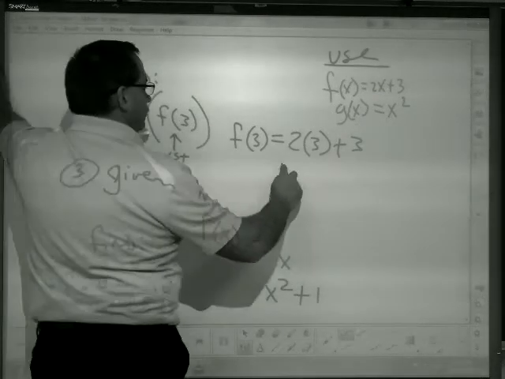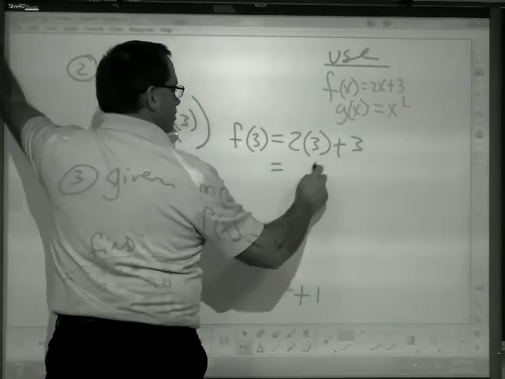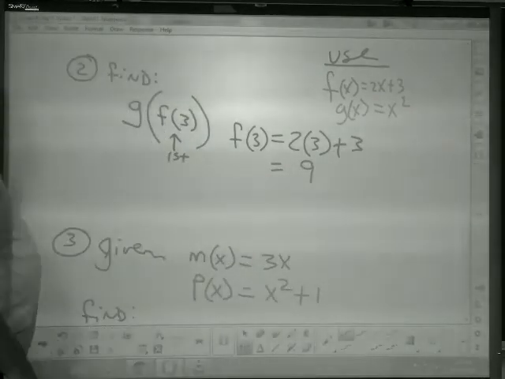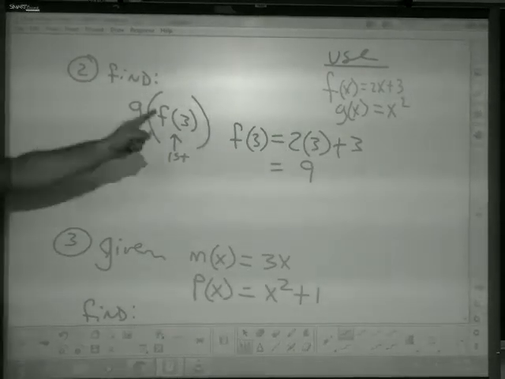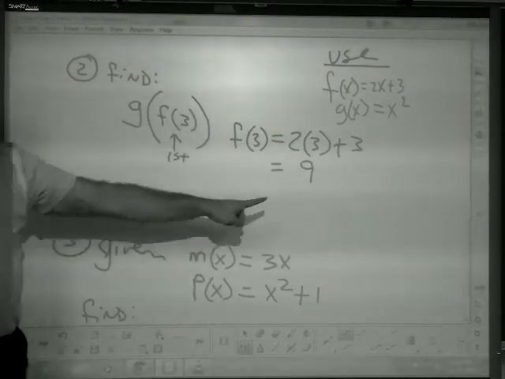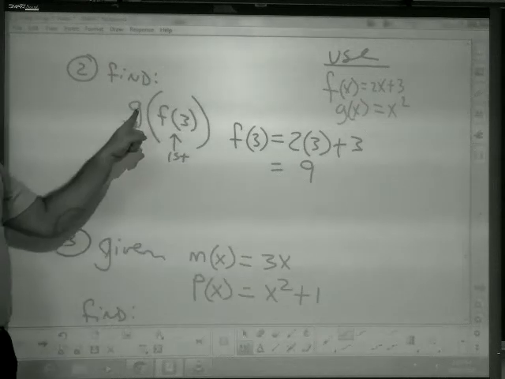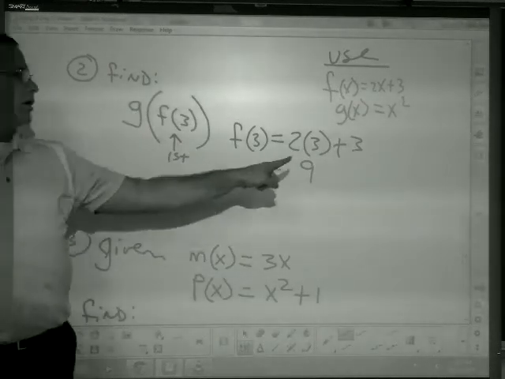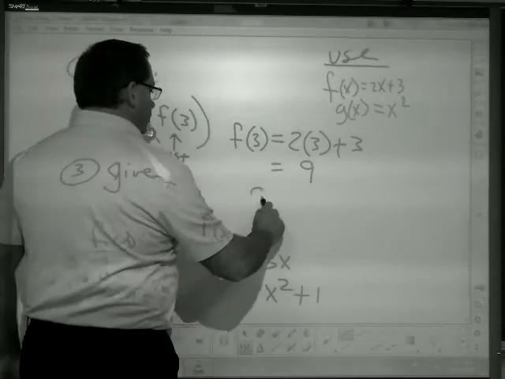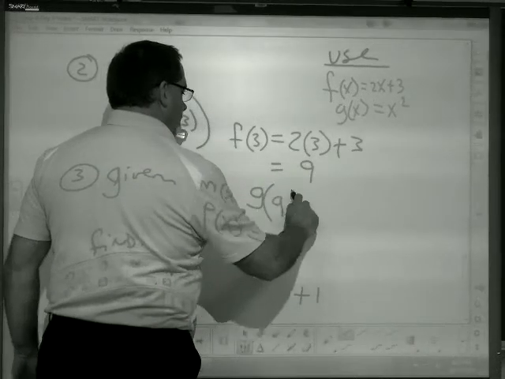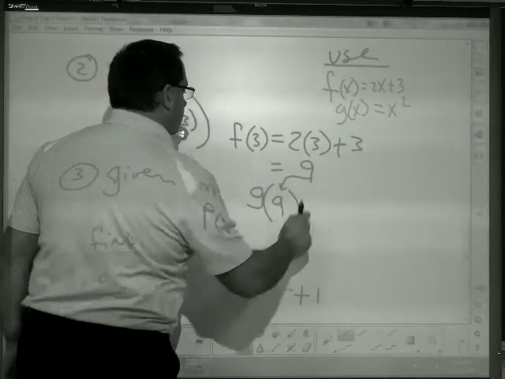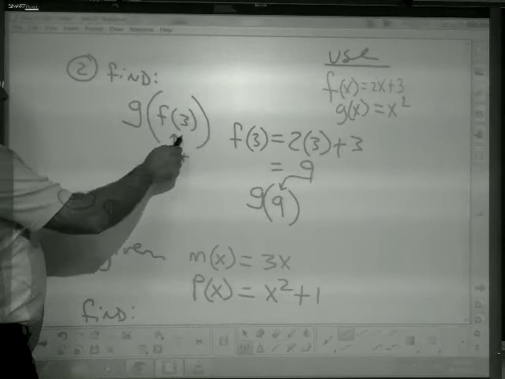So the f of 3 is 3 times 2 is 6, plus 3 is 9. So this whole thing here has a value of 9. So now I want to do the g of 9. So I do the g of 9. This 9 goes in here, because that's how much this was worth.